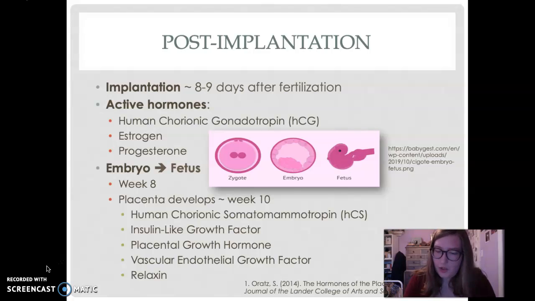Vascular endothelial growth factor acts as a paracrine hormone on fetal placental circulation and increases vasodilation, which effectively increases fetal nutrient supply, making it essential for placental and fetal growth and development.